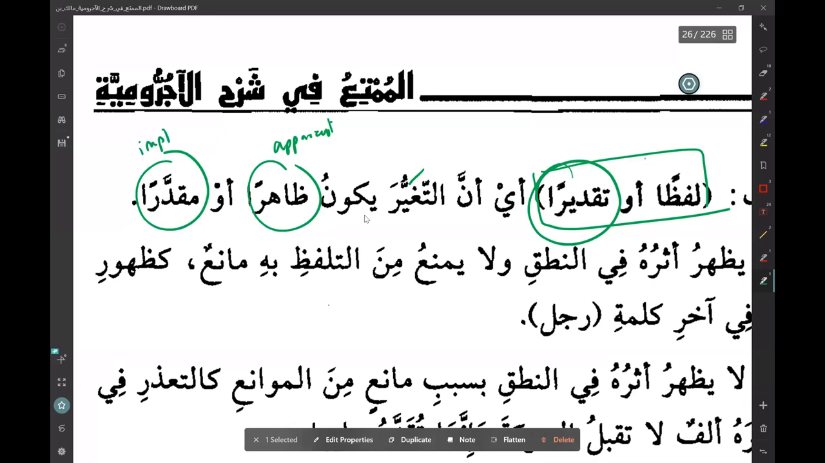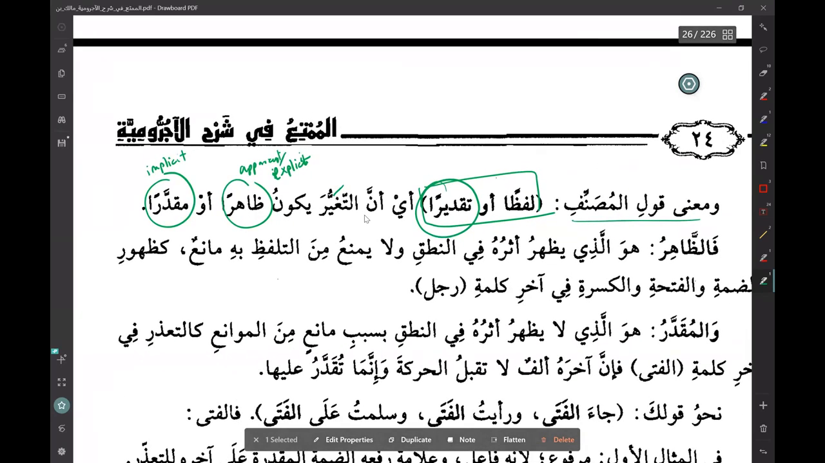Implicit. Then probably explicit would be a better word from here, because you'll see what's the difference between them. Implied, yes, implicit, yes, that's good. So something is apparent and something is implied.